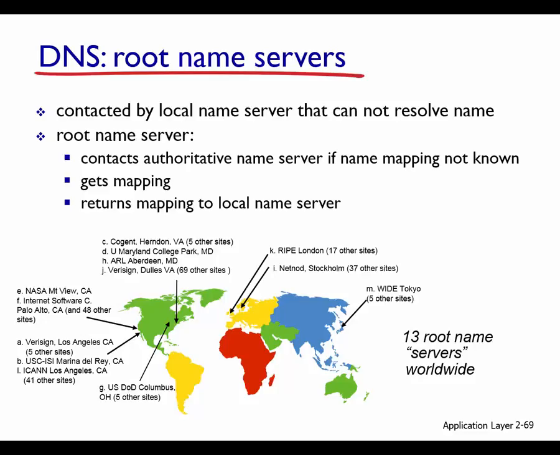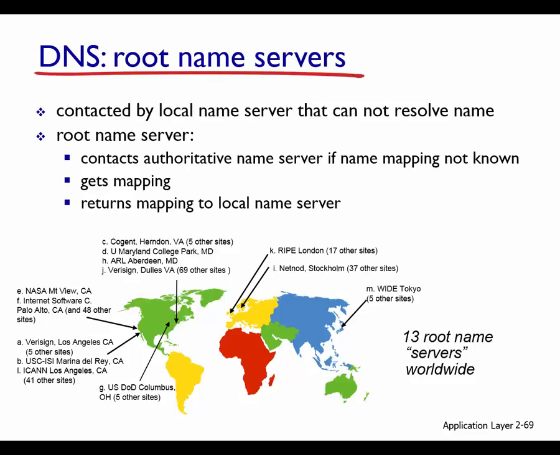This actually shows you that there's more than one root name server. In fact, a lot of them are centralized in the United States, but there are basically 13 root name servers worldwide. Of course, this balances out the network traffic, so it doesn't take forever to do your name resolution.